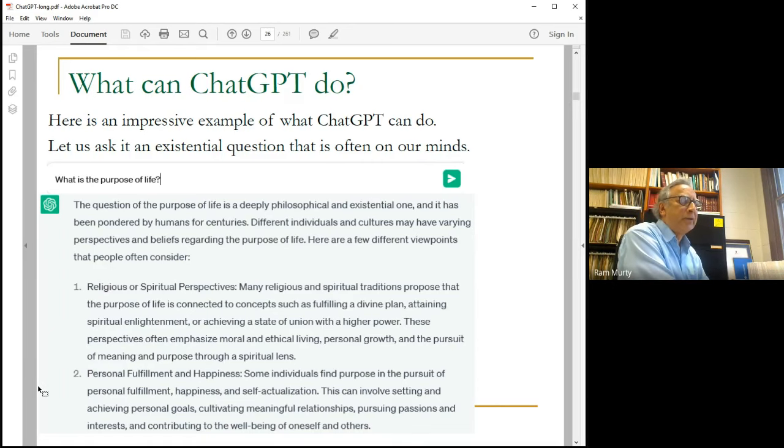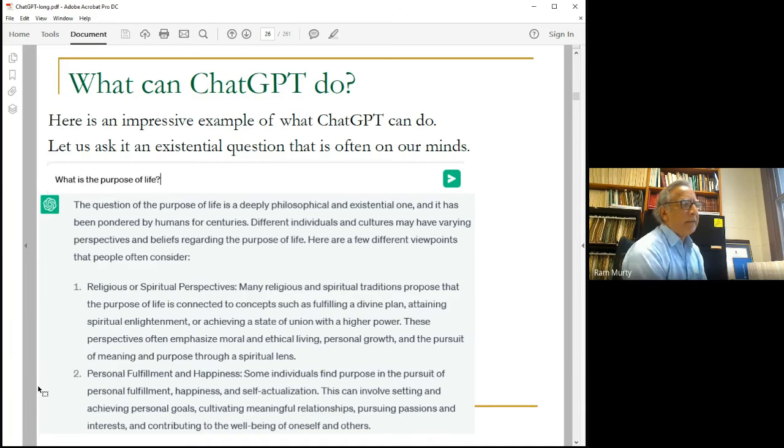been pondered by humans for centuries. Different individuals and cultures may have varying perspectives and beliefs regarding the purpose of life. Here are a few different viewpoints that people can consider. Point number one, religious or spiritual perspectives. Many religious and spiritual traditions propose that the purpose of life is connected to concepts such as fulfilling a divine plan, attaining spiritual enlightenment, achieving a state of union with a higher power. These perspectives often emphasize moral and ethical living, personal growth, and the pursuit of meaning and purpose through a spiritual lens. Very good. These are very good sentences.